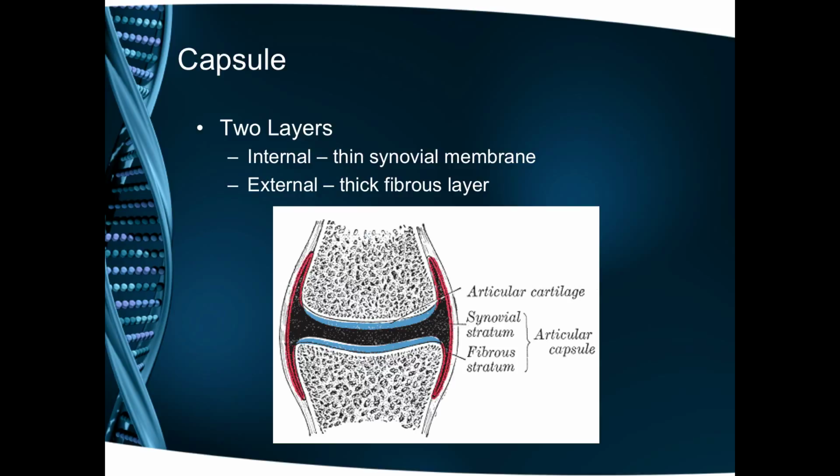So let's talk about the capsule. Capsule is always kind of a mystery to students, and so hopefully we can clarify it a little bit. So a capsule actually consists of two layers. There's the internal one that is the thin synovial membrane, and that is the one that keeps the fluid, the synovial fluid, in the joint. And then there's this external or thick fibrous layer. And that part of the capsule is the part where ligaments can actually blend into. So we know that the MCL, for example, kind of blends into our knee capsule.